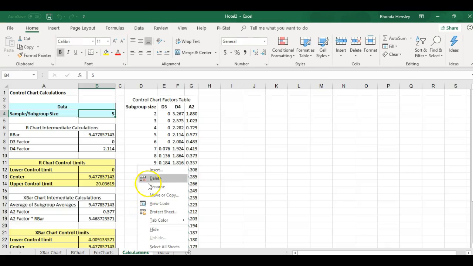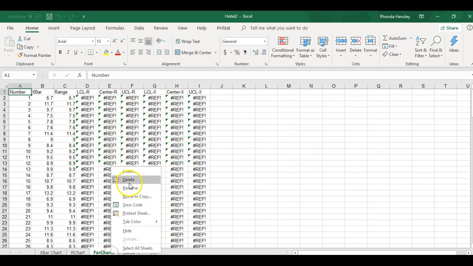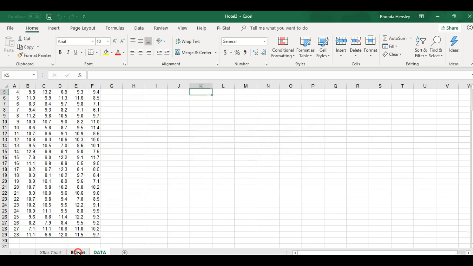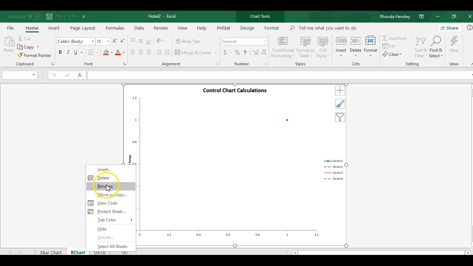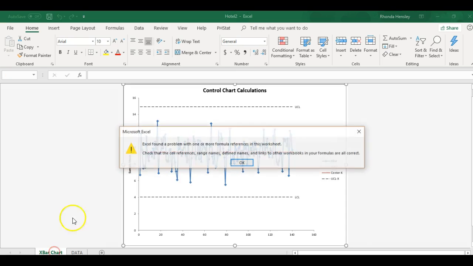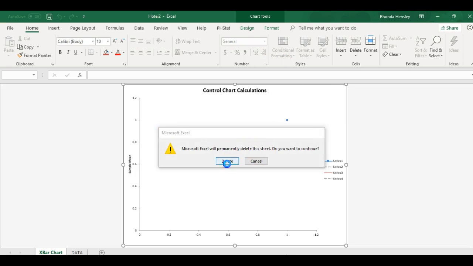So let me go back, and I'm going to delete all of these sheets. Sorry, I've forgotten how I did this. Delete, delete, delete, and delete, delete. Yeah, I do want to delete it.